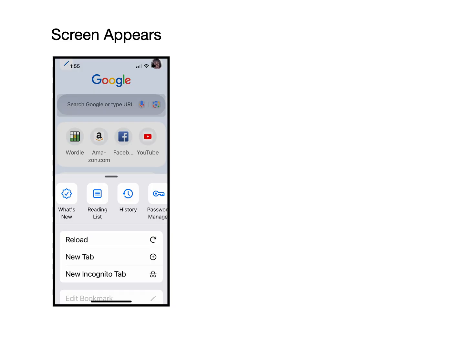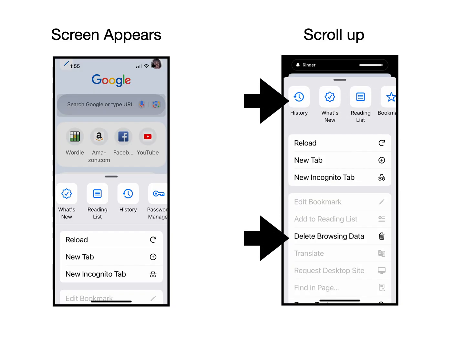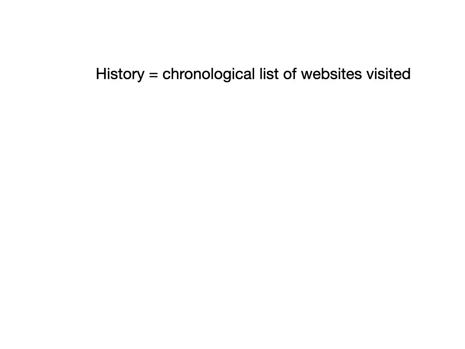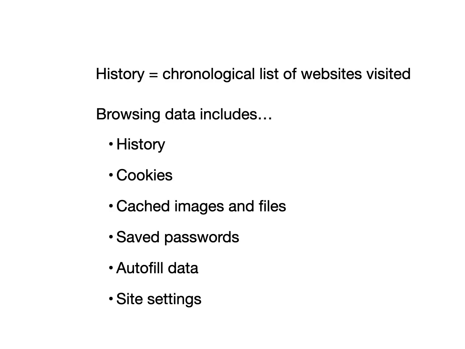However, what I want you to do is scroll up so you can see both history and delete browsing data. What do we mean by those two terms? History equals the chronological list of websites you visited. Your browsing data is much more inclusive, and you can see not only does it include your history, but also the cookies, the little electronic signals that computers talk to one another with, cached images and files, things that have been saved, saved passwords, autofill data, site settings.